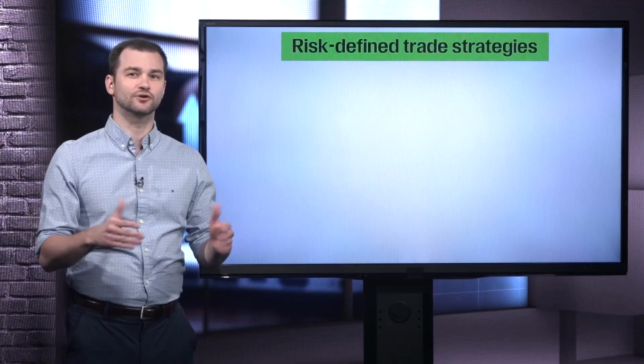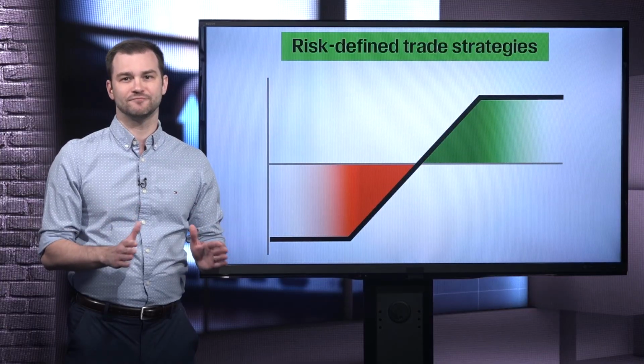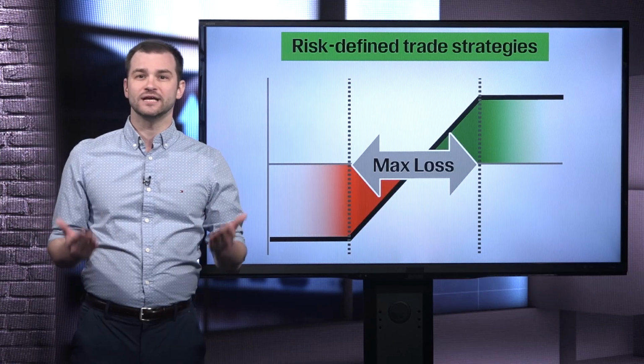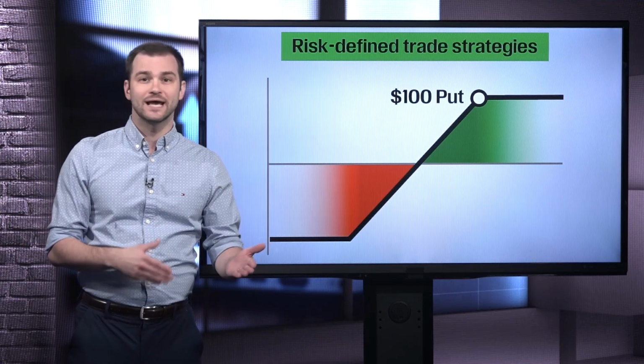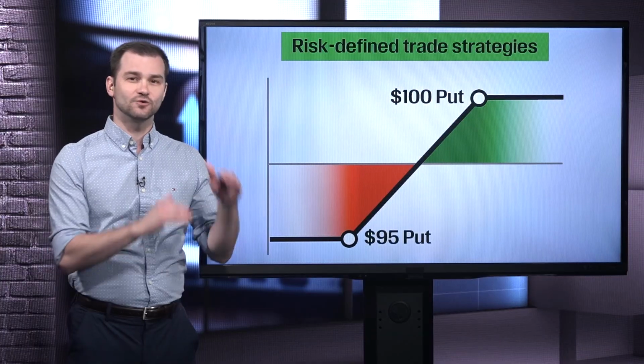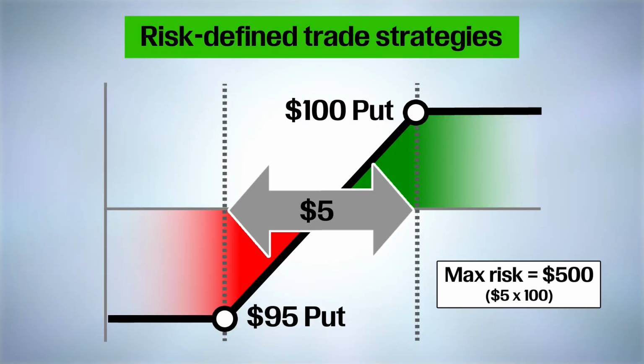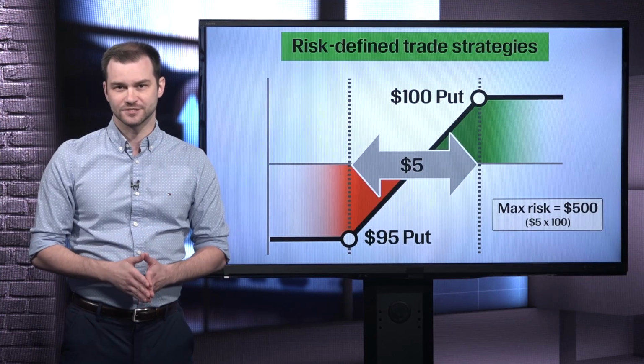If you want to trade credit spreads, the maximum amount of money you can lose is the width, or difference between your strike prices, minus the premium you receive. For example, if you sell a $100 put and buy a $95 put, that's a width of $5. This makes your maximum risk $500 with the standard option multiplier of 100, minus the premium you collected, of course.